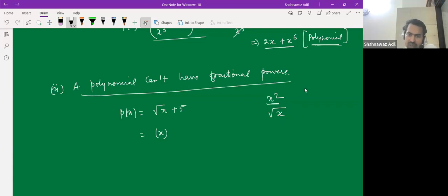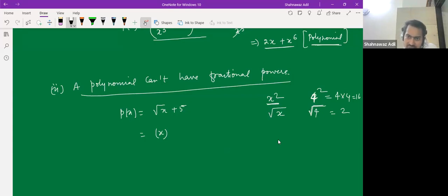So if you write 4 square and if you write root 4, are these same? No, sir. What is 4 square? It's 16. And root 4 is 2, right? So these are not same.